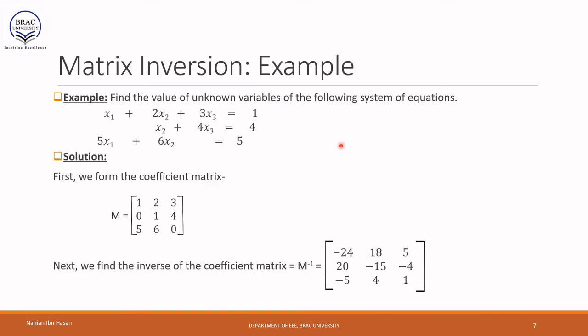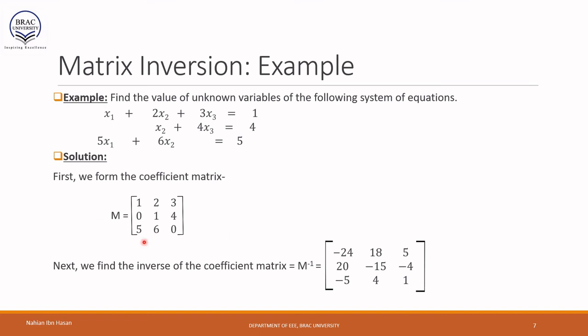So once we get the inverse matrix, we can easily get the unknown variables by multiplying the inverse of the matrix with the constant matrix. So let's look at an example. Let's say we have this system of equations, and there are some constant terms on the right hand side, which are 1, 4 and 5, and also we have some coefficients on the left hand side. So if we consider each of the coefficients and construct the matrix, we will get the coefficient matrix something like this, which is denoted as M.